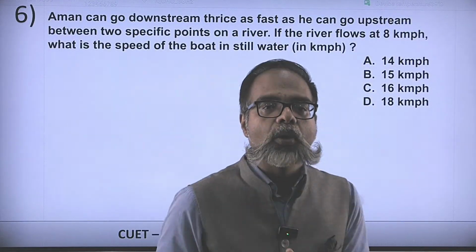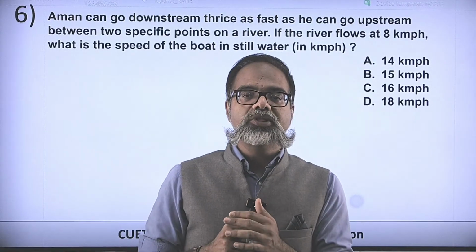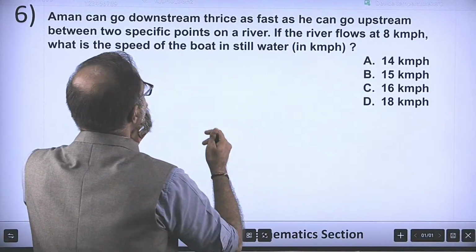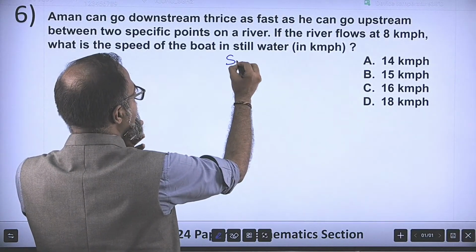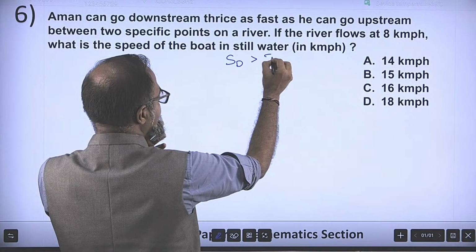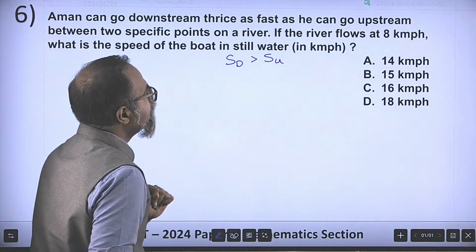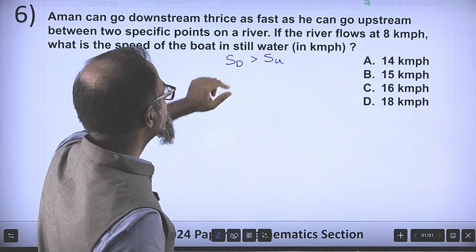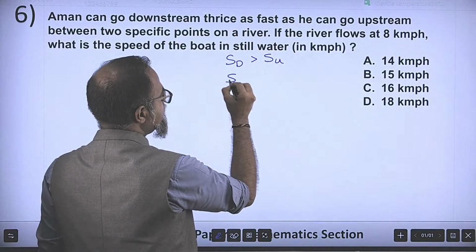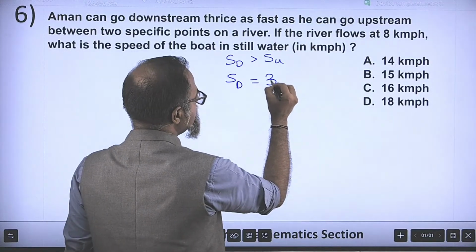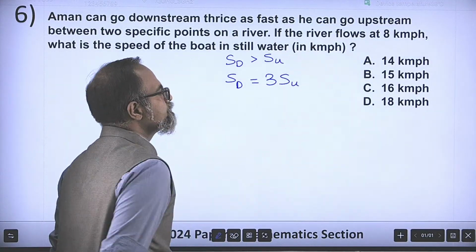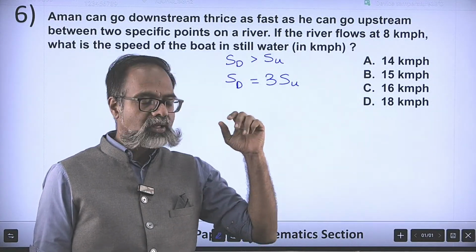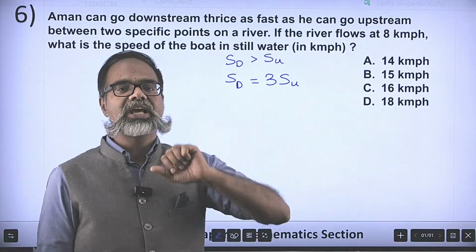Now, Aman can go downstream thrice as fast as he can go upstream, right? So I know my speed downstream is always greater than my speed upstream. And the relation in terms of time is thrice. So obviously the speed downstream must be 3 times the speed upstream because downstream is faster.